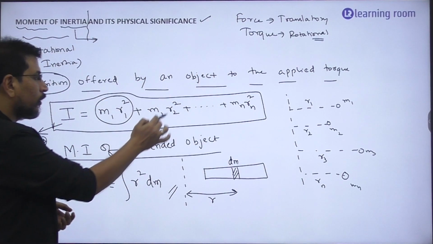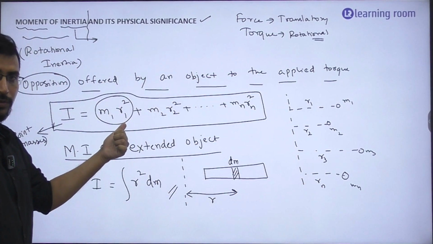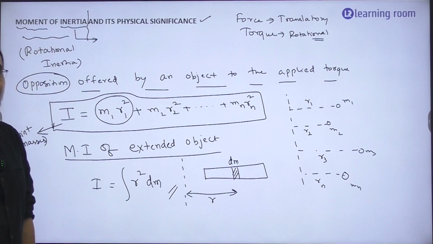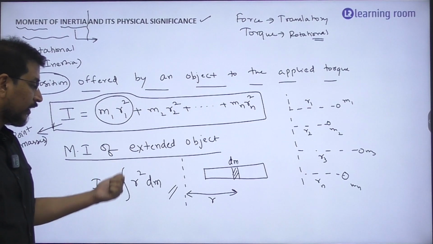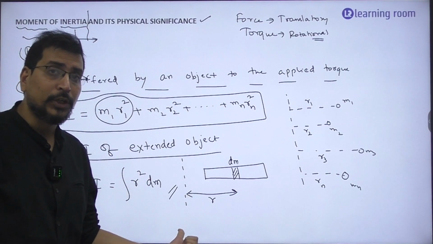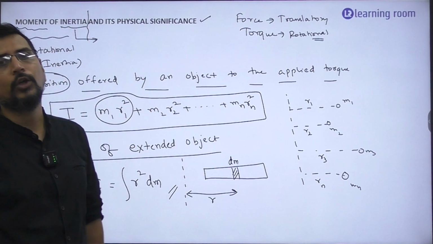So, when you know the moment of inertia of individual particles, if you want to calculate it for the system, you are going to use this formula. And if you want to calculate the moment of inertia of an extended object, then it is given by the expression I is equal to integral of r square dm, where r is the distance from the axis of rotation to the point mass dm that we have considered on the extended object.